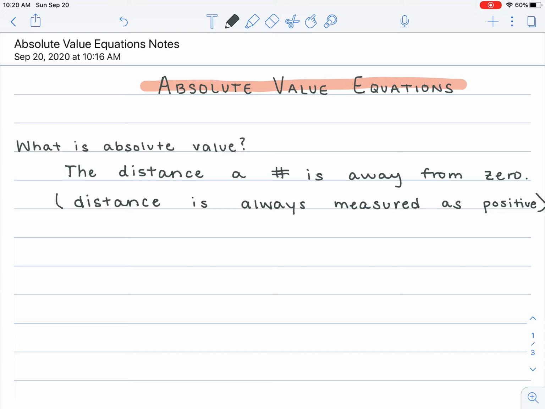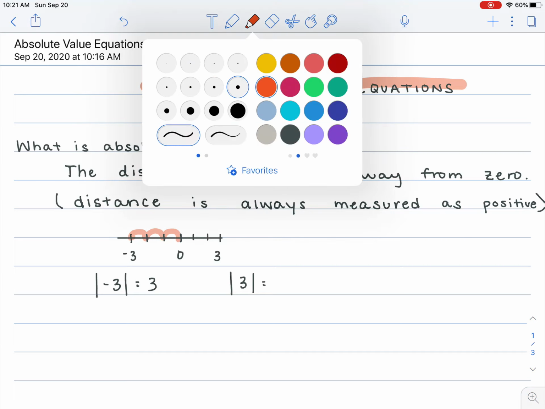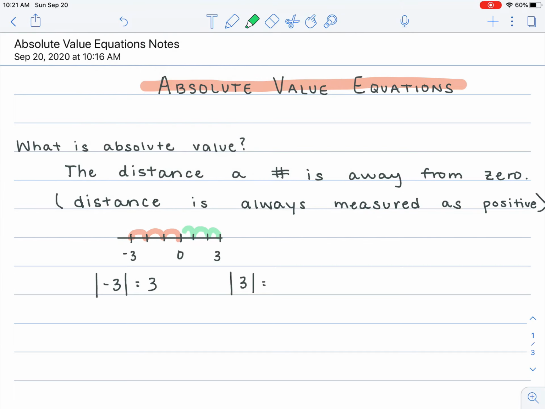So this is what I mean by this. If I draw a little number line here for you. If I said the absolute value of negative 3, what that's asking is how far away from 0 is negative 3. So I would say it's 1, 2, 3. It's 3 away from it. If I ask what's the absolute value of positive 3, very similarly, it's 1, 2, 3 away.